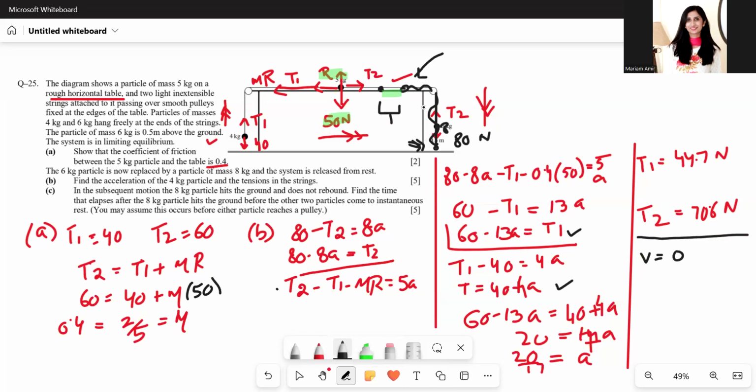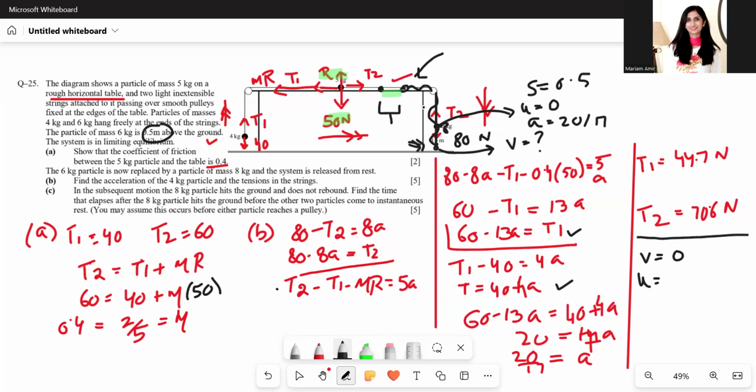Then we know that we can find U. How do we find U? We can find the U here or the V here. What's going to be V here? The U here is 0 and the A here is, we calculated it, 20 by 17 and the distance covered S is 0.5. Says so in the question.